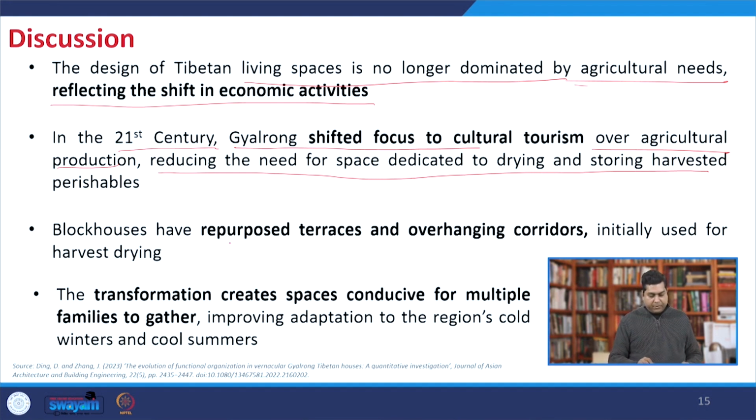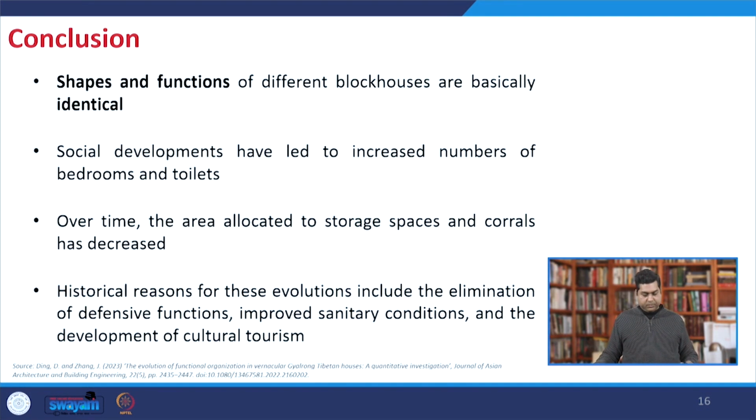Block houses have repurposed terraces and overhanging corridors initially used for harvest drying. So, now it is used as terrace, for some activity, etc. The transformation creates spaces conducive for multiple families together, improving adaptation to the region's cold winter and cool summers.